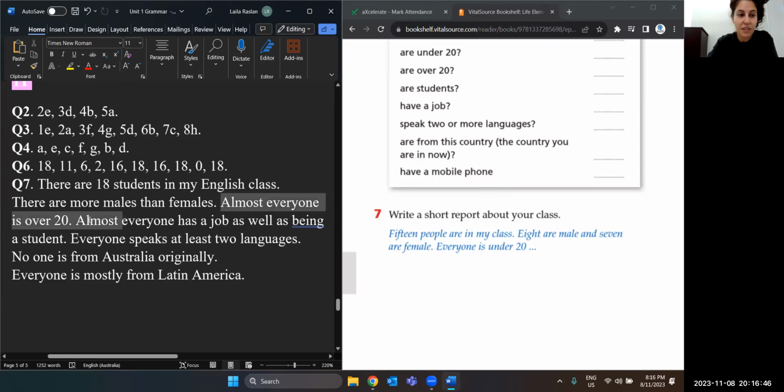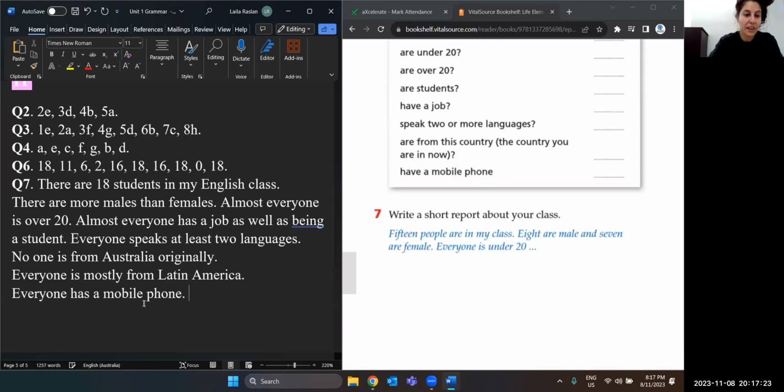Another way to say almost everyone is over 20 is: there are only 2 students who are not over 20. I mean, you could make a sentence like that. There are 2 students that are not over 20. And the last one, everyone has. Because remember, we use the verb to have when we talk about objects or nouns.